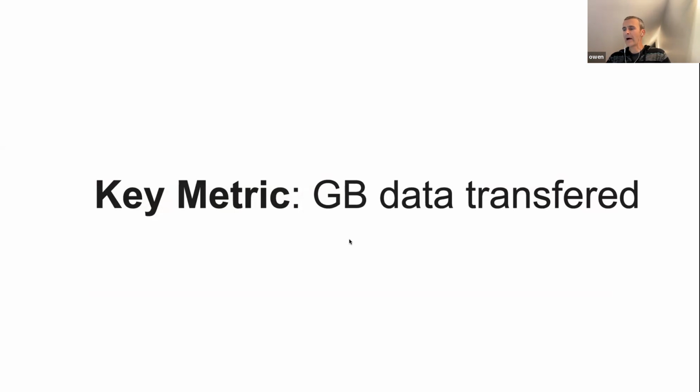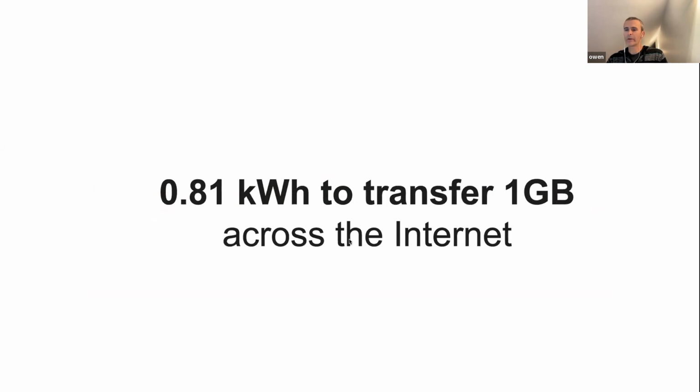So how is this manifest in our carbon calculation? Well, what the authors of the standard did was calculate that, on average, it takes approximately 0.81 kilowatt hours to transfer 1 gigabyte of data across the internet. That was calculated by looking at an estimate of the entire electricity use that powers the internet, divided by the total amount of data transmitted over the internet. And so that's where the 0.81 kilowatt hour number comes from.